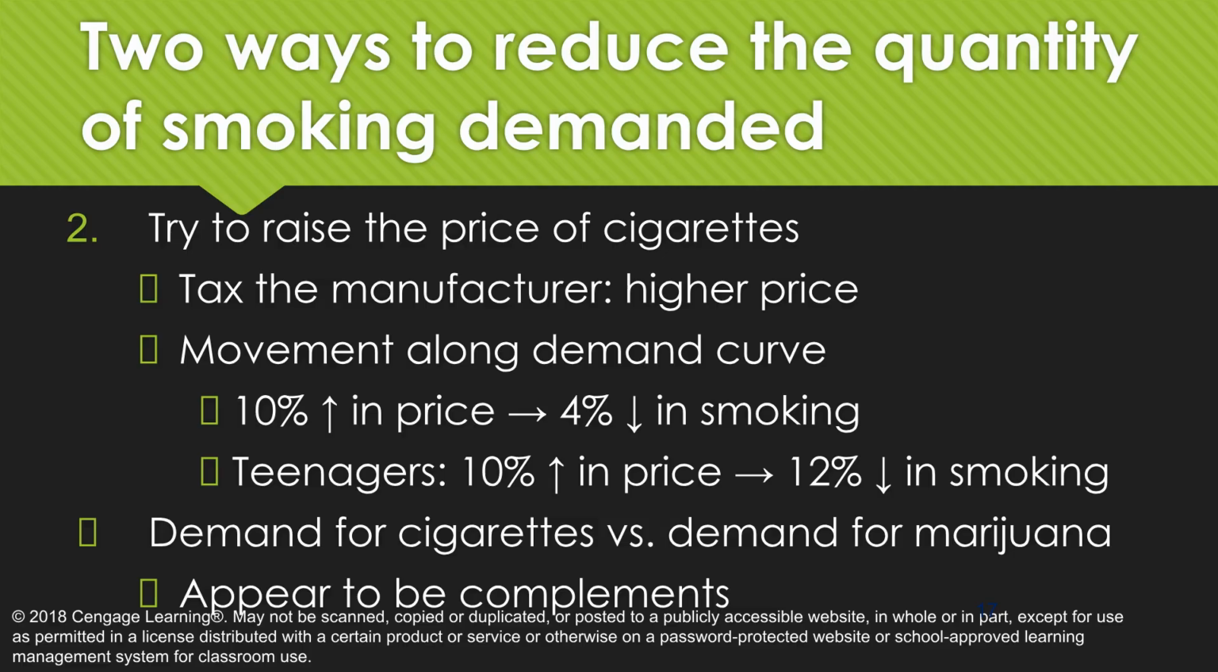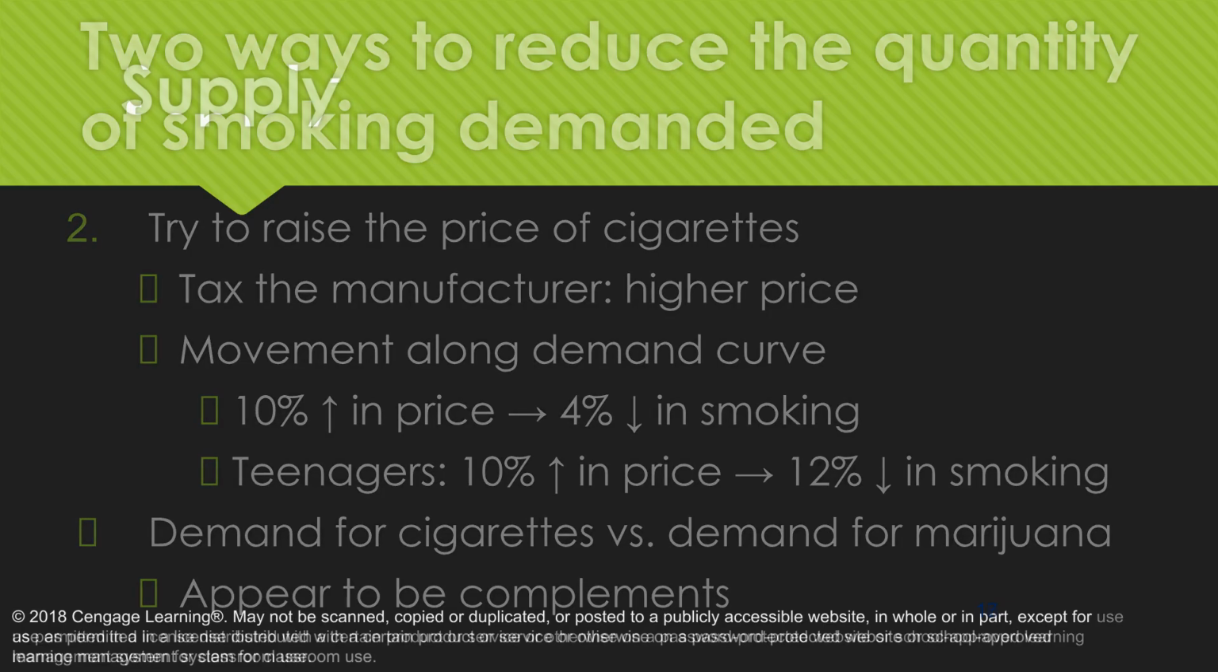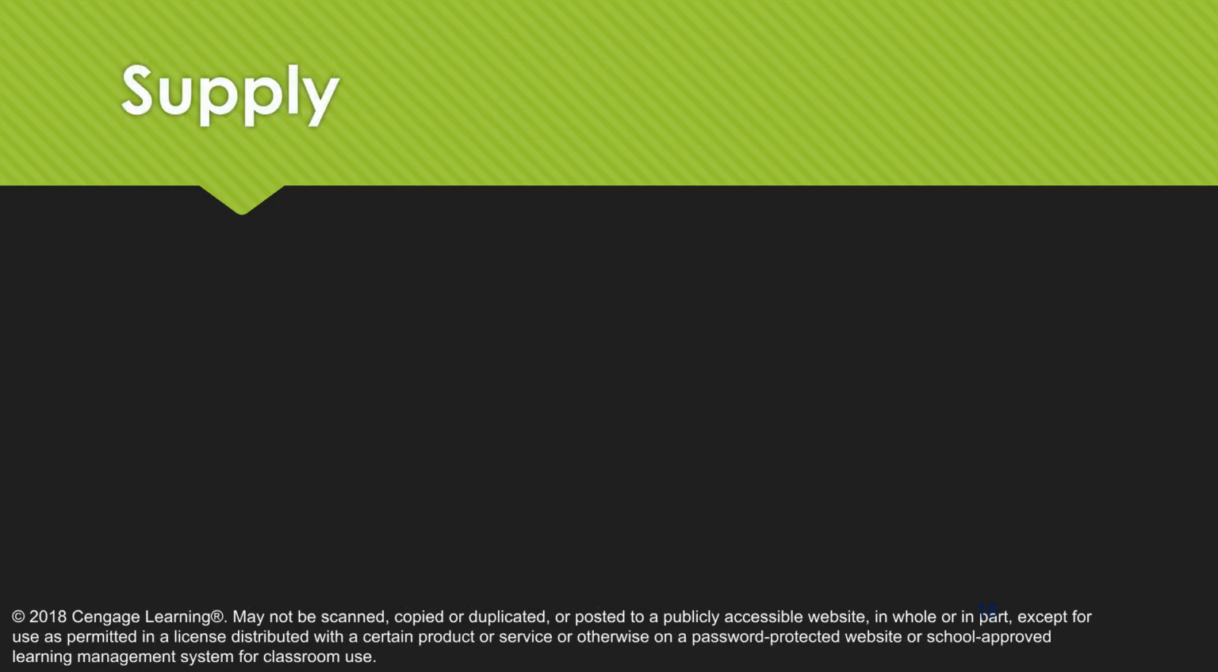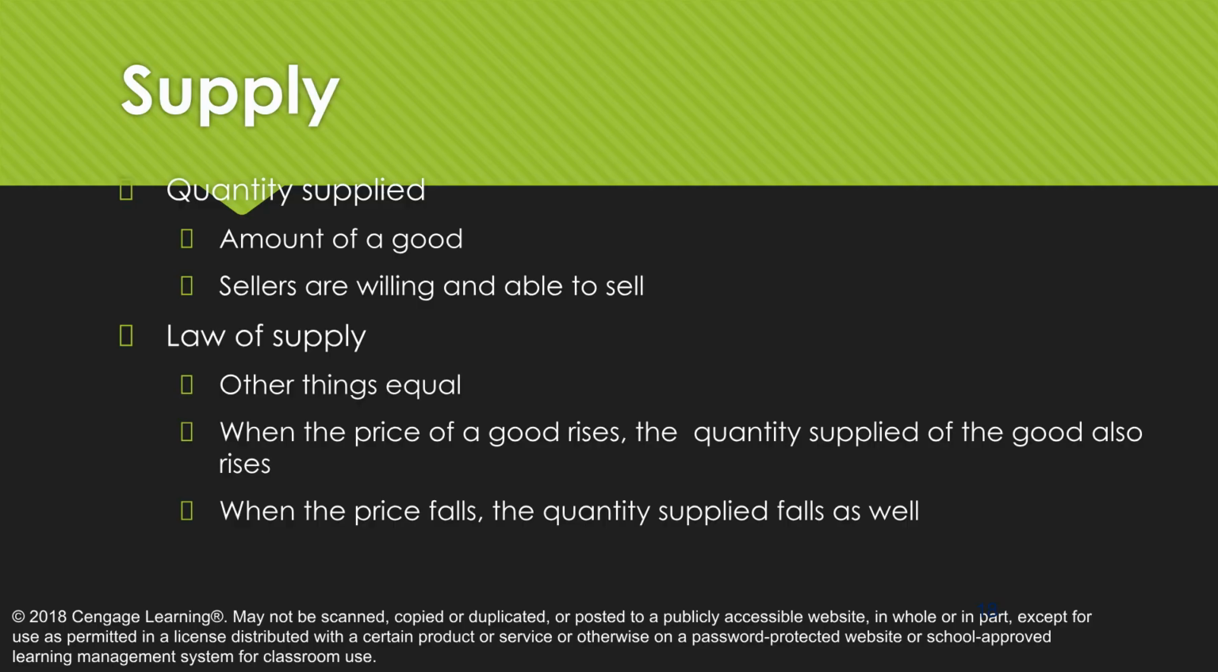This results in a movement along the demand curve, where higher prices lead to a decrease in the quantity consumed, especially among teenagers. Now let's shift our focus to supply. The quantity supplied is the amount of a good sellers are willing and able to sell. The law of supply states that, other things equal, when the price of a good rises, the quantity supplied rises.